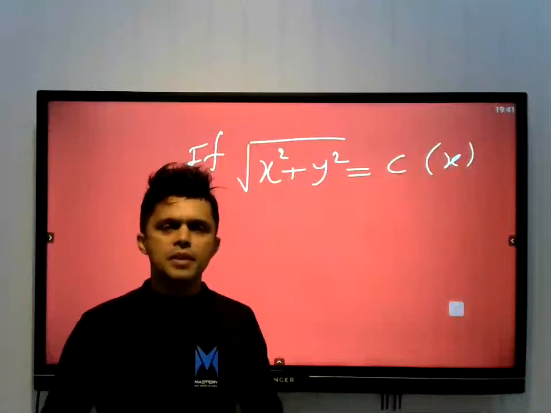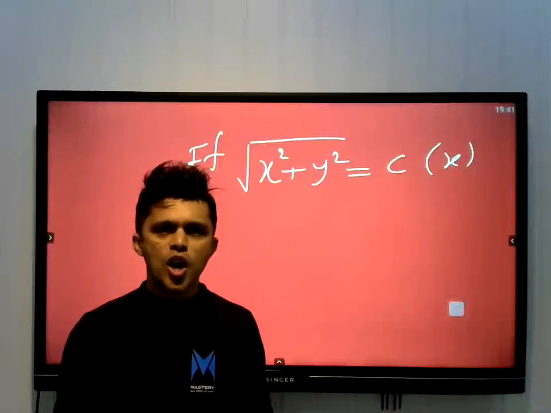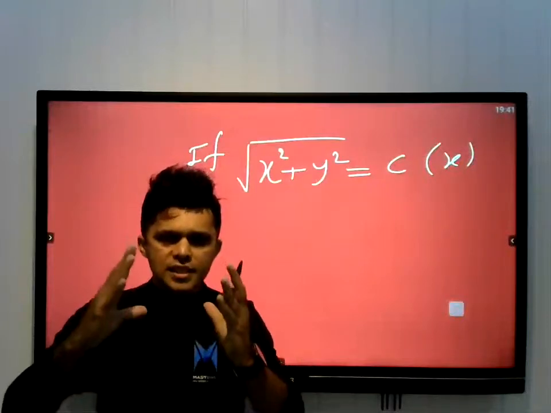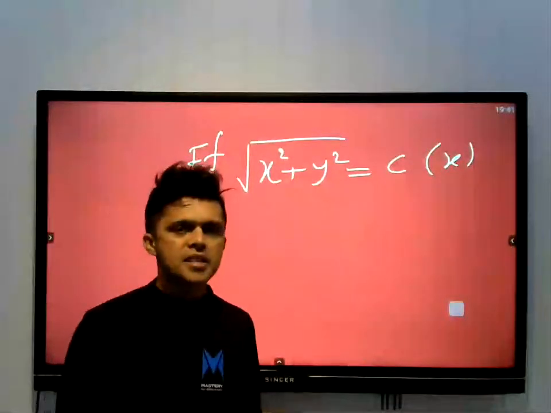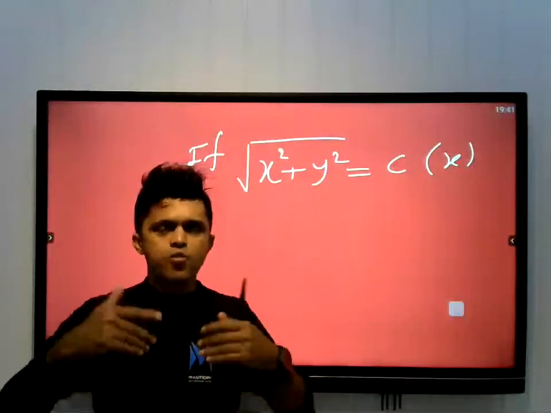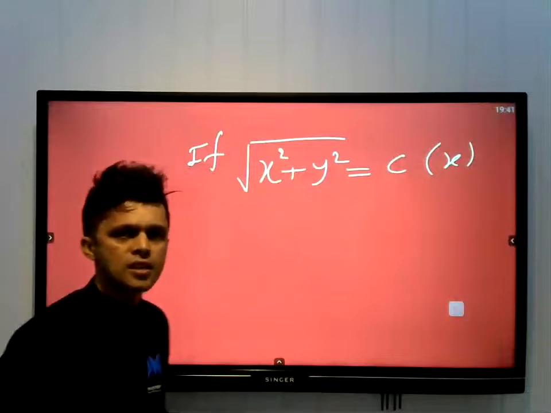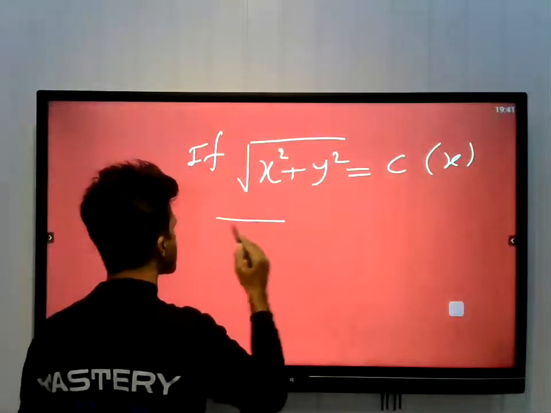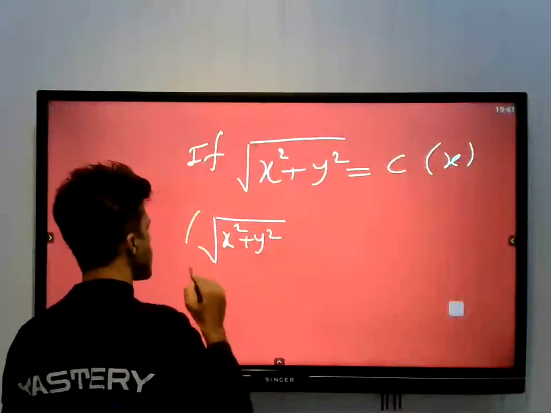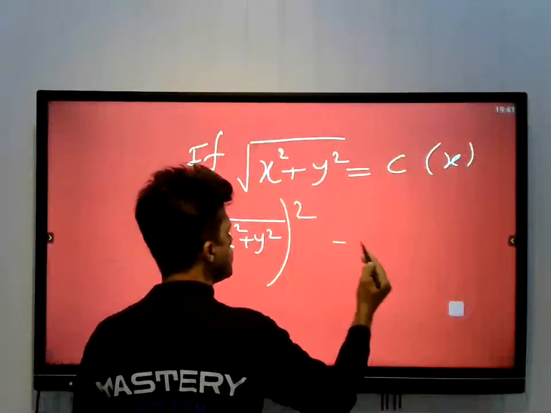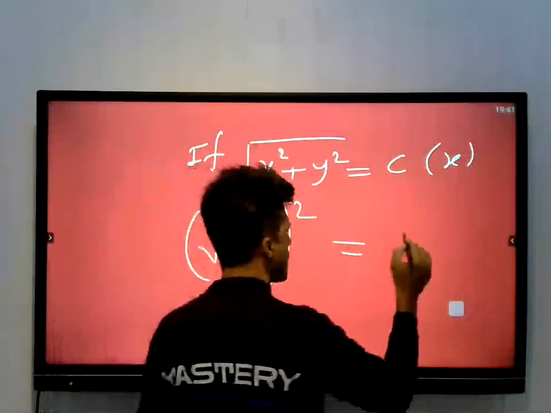To write the term x as the subject, here you need to get the square value first. It's unable to write the term x as the subject at once. You need to get the square value here, of x squared plus y squared, on the left side and the right side as well.